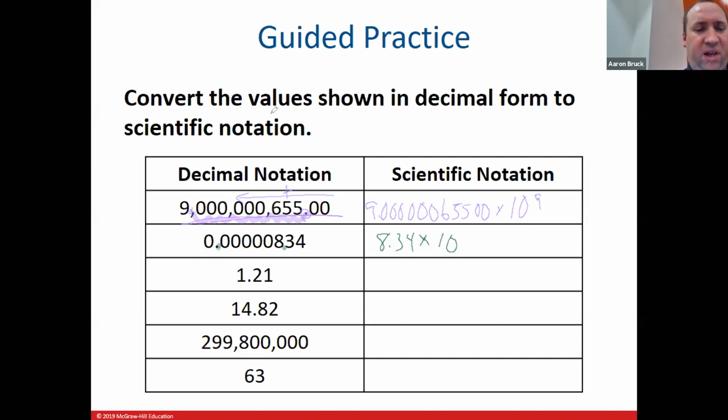We're going to move the decimal place 1, 2, 3, 4, 5, 6 places to the right. We're moving to the right, so that's a negative exponent. We just said 1, 2, 3, 4, 5, 6. So this would be the negative 6th power.